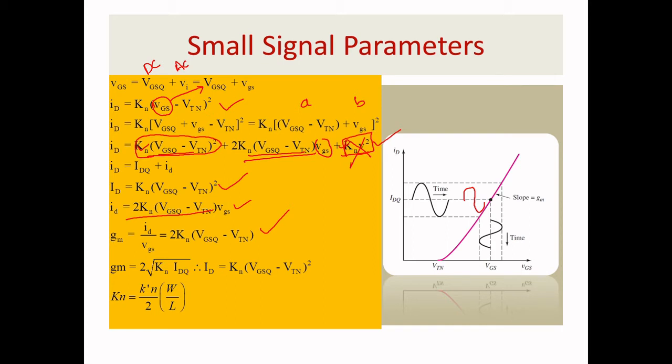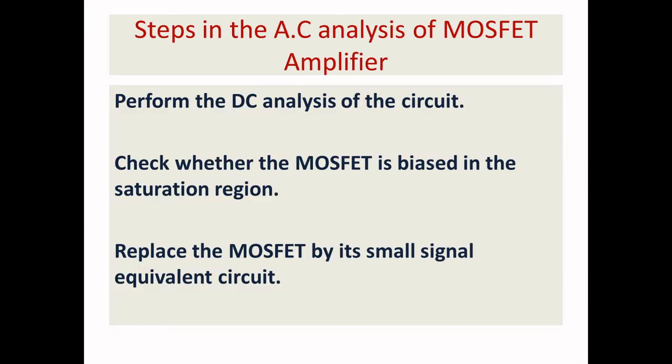Why it was manipulated from this equation? Very simple. ID equals Kn (VGS minus VTN) whole square. Once you substitute the corresponding value, that can be written like 2 square root of Kn IDQ. You know what Kn is? Kn is nothing but K dash n divided by 2 times W by L, where W is the width of the channel and L is the length of the channel. So these are the small signal parameters you want to know before proceeding with the problem.